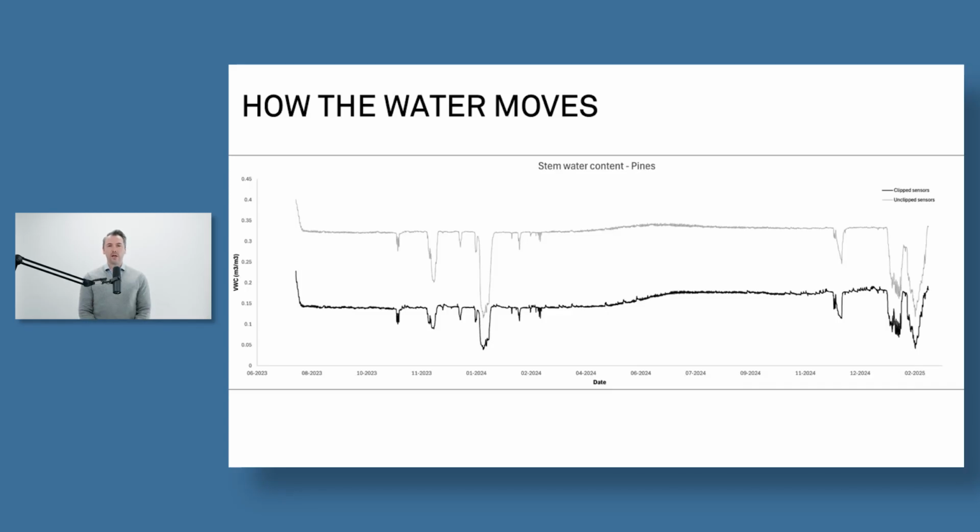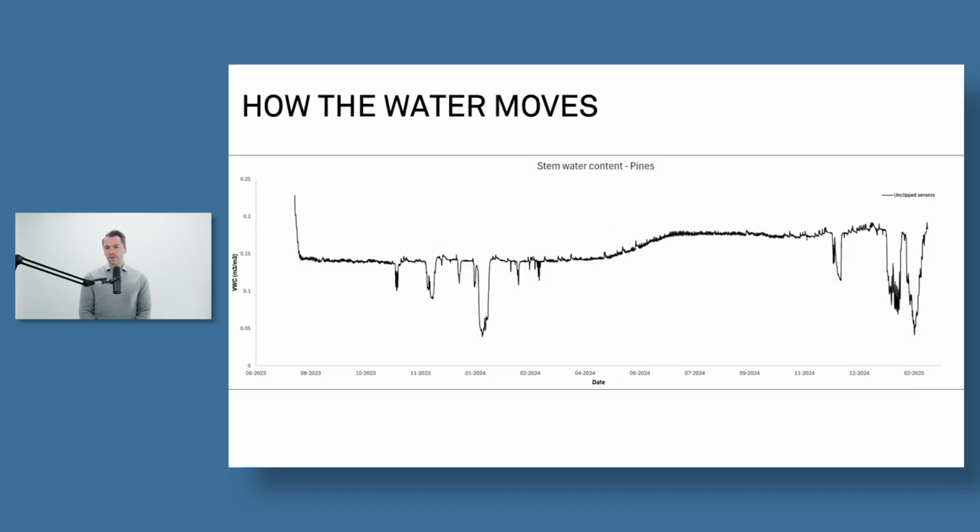Again, our hypothesis is because we are not measuring any or as much of the heartwood. So we're going to exclude the unclipped sensors. It looks like my legend is mislabeled there. That should say clip sensors. So we're just going to be talking about clip sensors for the rest of the data here.